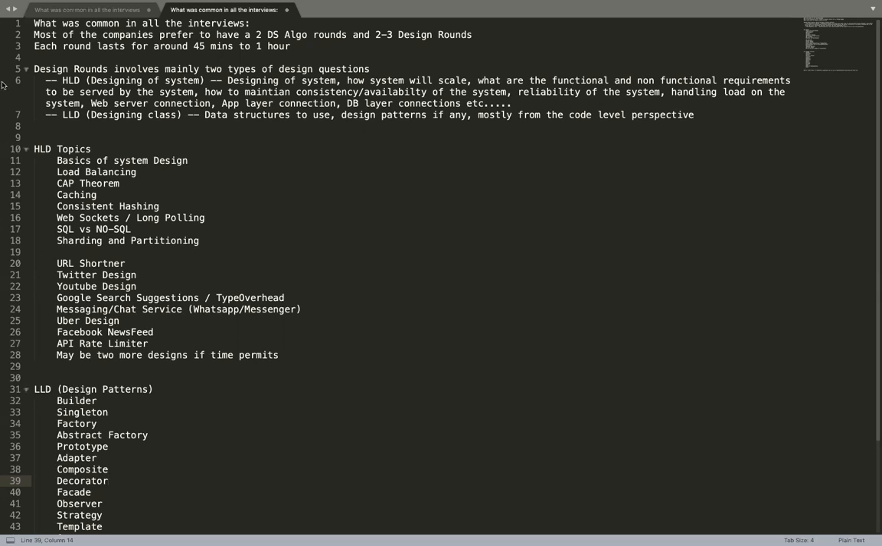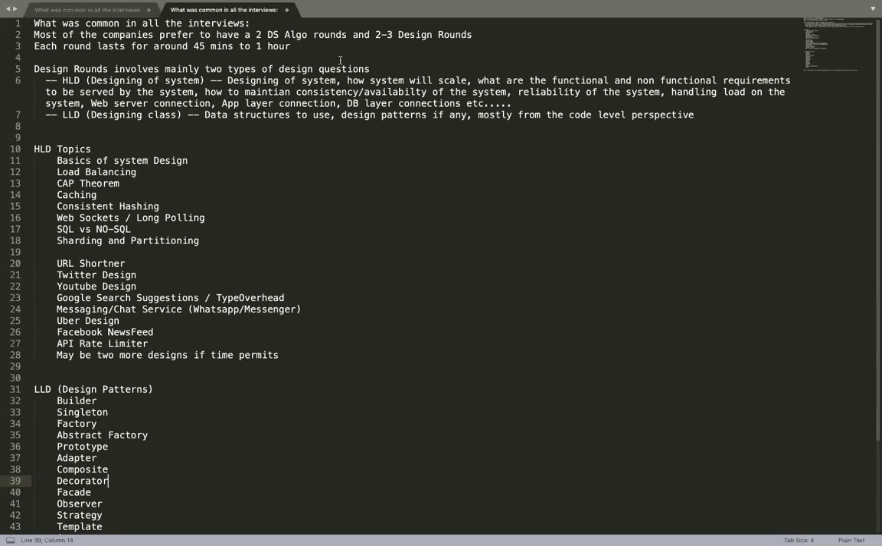So what is tested in the interview is how simple the code you have written is, and how much optimization you have done in your code. All those things are tested with the help of low level design.